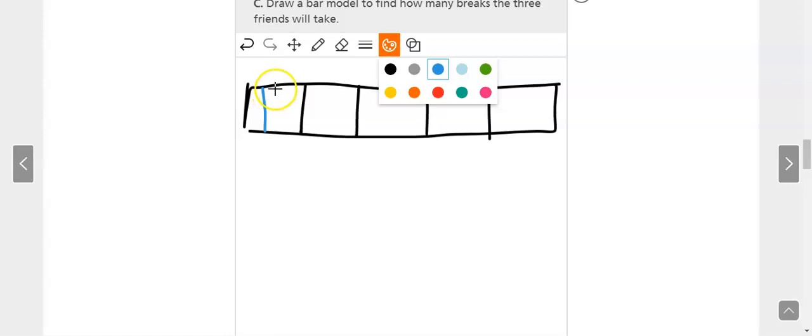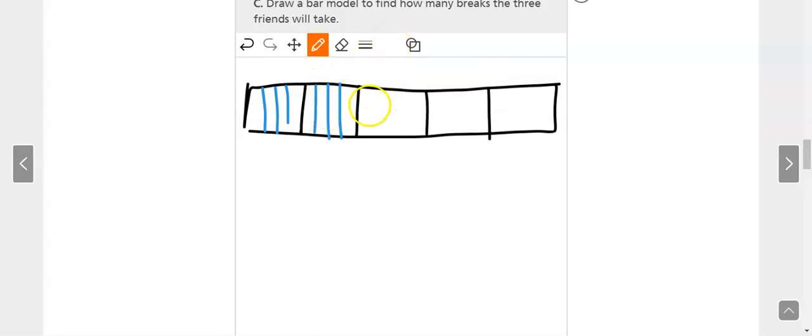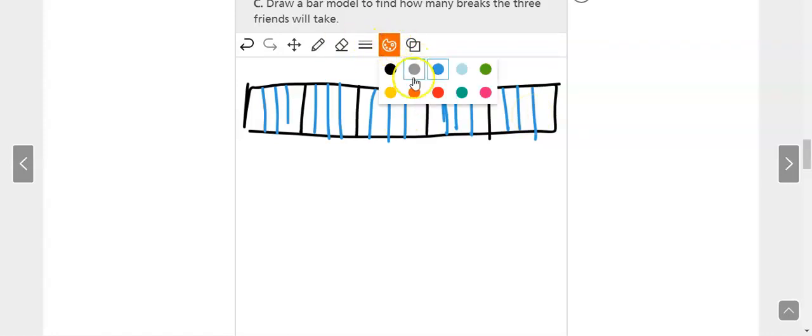So 1, 2, 3, 4. 1, 2, 3, 4. 1, 2, 3, 4. 1, 2, 3, 4. 1, 2, 3, 4. Now I need to see how we're going to find 3/4 of each one.